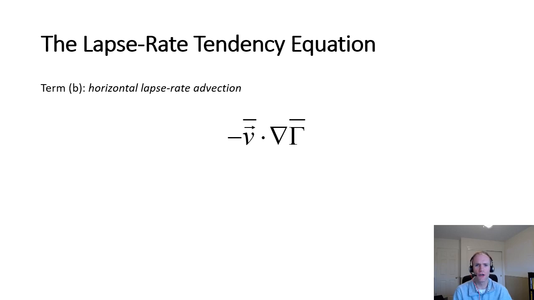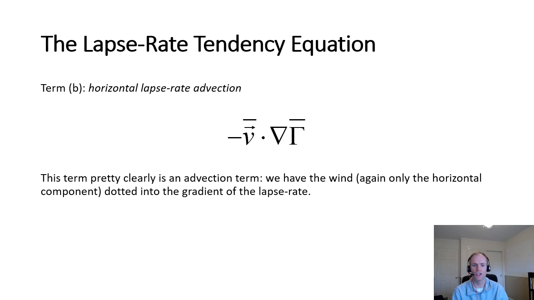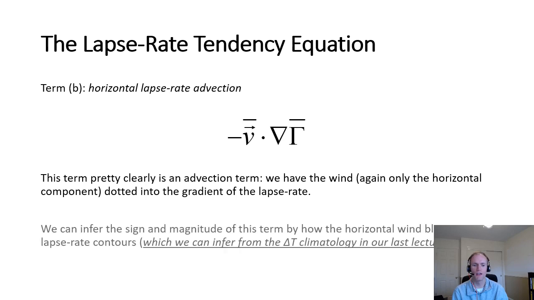If we go to the second term, now this one's a lot more familiar to us. We have the velocity dotted into the gradient of the lapse rate here. And this is simply a horizontal lapse rate advection term. Again, negative of the velocity dotted into the gradient of the lapse rate here. We can infer the sign and the magnitude of this term from the climatology that we took a look at before. We know where the inversion is strongest. In particular, we saw that it's strongest close to the coast of North America, and that's going to lead to the most positive lapse rate being found there as well, for reasons that we'll dig into in our next video.